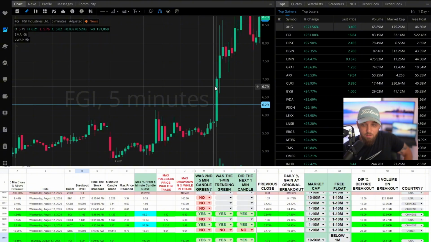The easy way to do that is to just put your mouse over the Webull chart. And at the very bottom of your chart, you'll see the exact time the candle closed. And that's going to be 7 a.m. So that's what I put over here on my tracker.